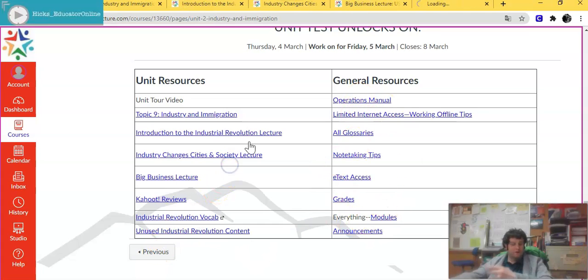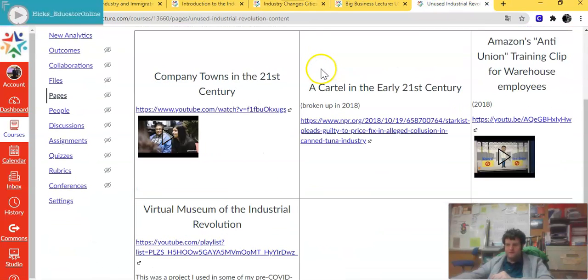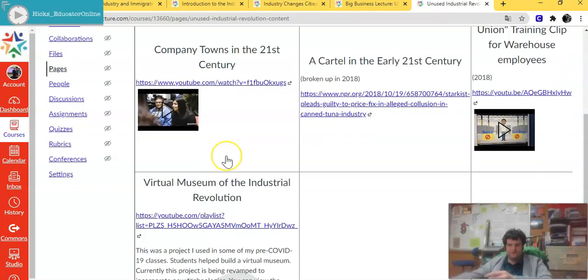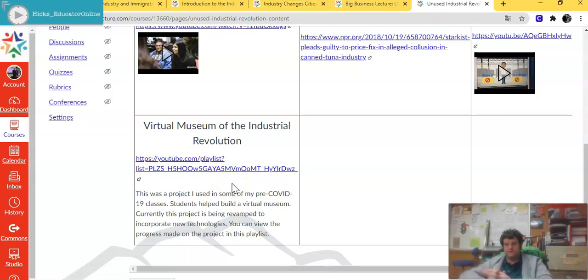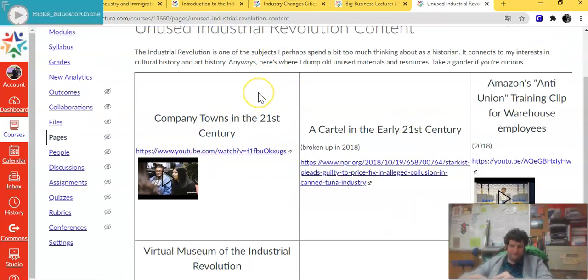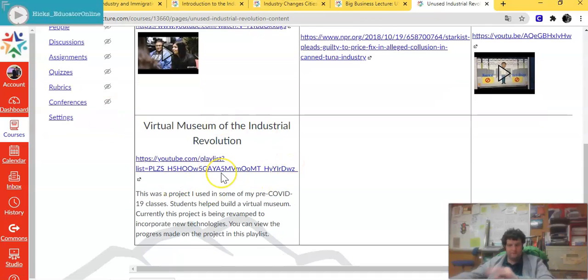I also have in here my unused Industrial Revolution content, which isn't a terribly large section, but it's got some interesting things. Like we have an example of a cartel, anti-union training, company town history, modern history, and an old project I have on the virtual museum. So if you're interested in the Industrial Revolution and want more stuff, these are some of the things that connect to the present, or in this case was a project we used to do in this class, but are not able to because right now we're restructuring that project.